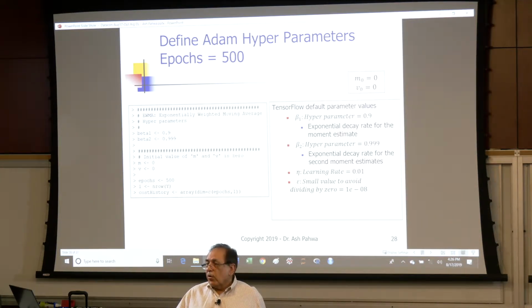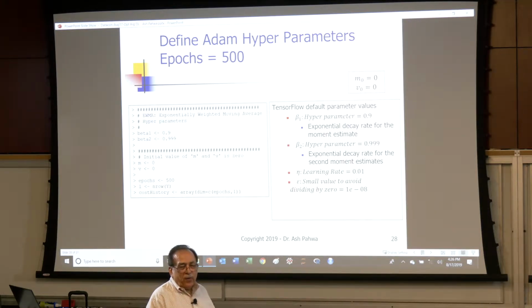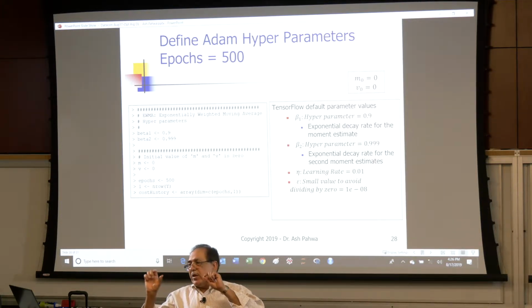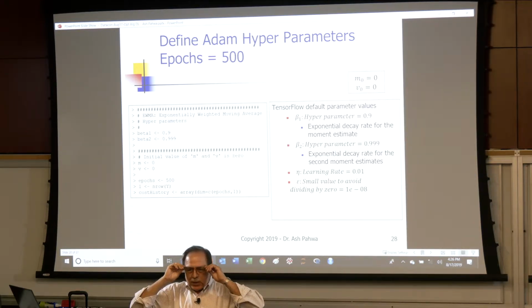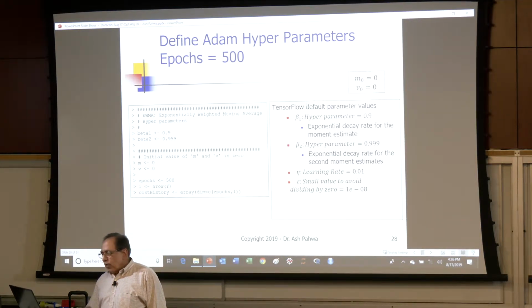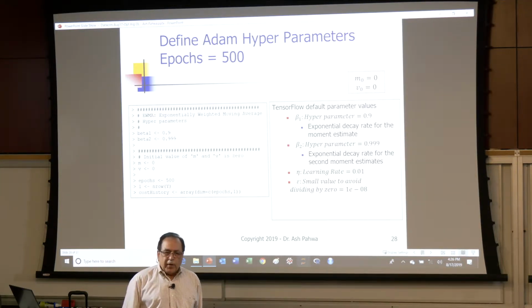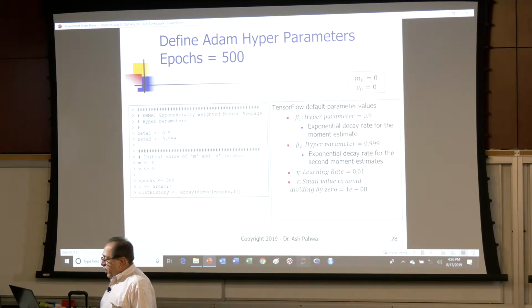If you use TensorFlow, you do not have to implement Adam by yourself. When you build your deep neural network, just say the optimization algorithm is Adam, that is it. It will be done internally for you, but just to show you that it works fine, I am going to run these things. So, here are those hyperparameters that are being used in TensorFlow.